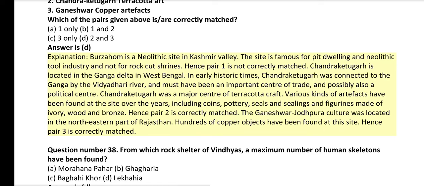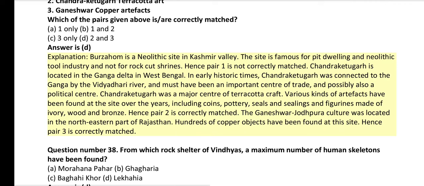Chandraketugarh is located in the Ganga Delta in West Bengal. In early historic times, Chandraketugarh was connected to the Ganga by the Vidyadhari River, and must have been an important center of trade, and possibly also a political center. Chandraketugarh was a major center of terracotta craft. Various kinds of artifacts have been found at the site over the years, including coins, pottery, seals and sealings, and figurines made of ivory, wood and bronze. Hence pair 2 is correctly matched.